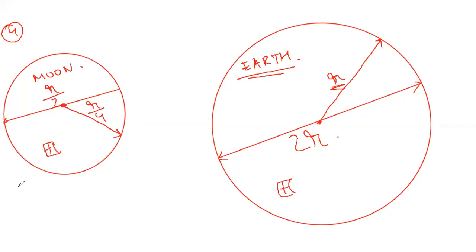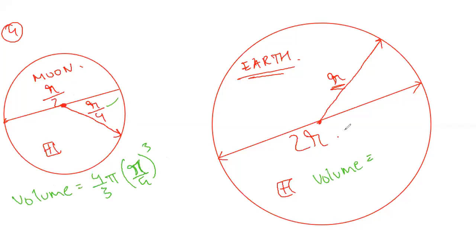Okay, so our volume of the moon will be 4 upon 3 pi r cube, where r is r upon 4, not r upon 2, because r upon 2 is the diameter. So r upon 4 whole cube, and our volume of a sphere will be 4 upon 3 pi r cube. So our volume of the earth will be 4 upon 3 pi r cube.